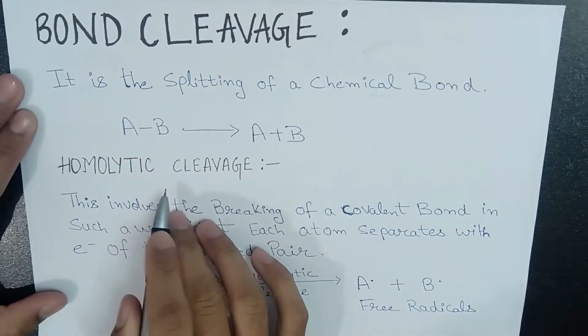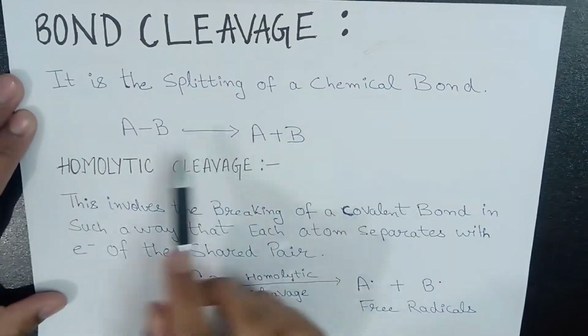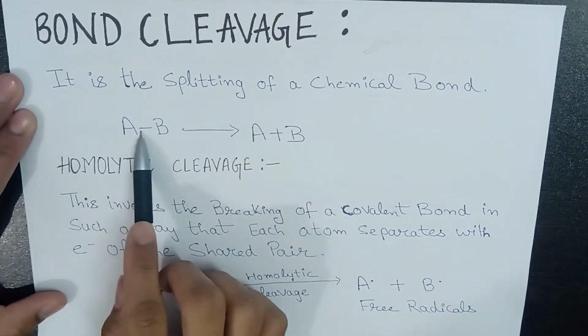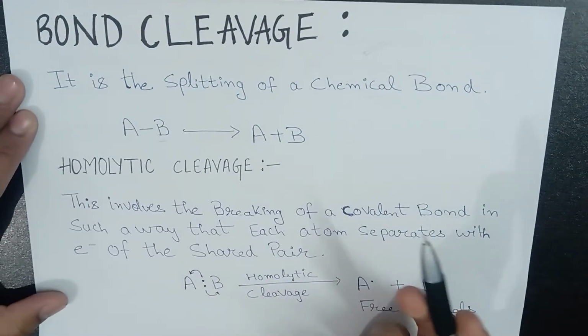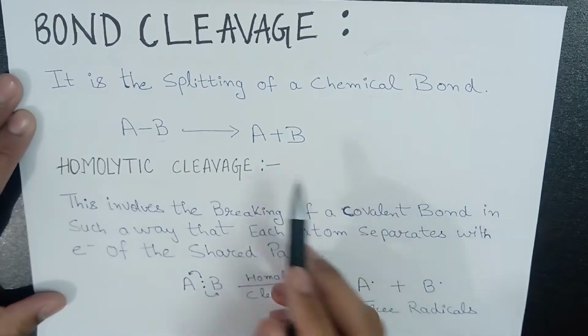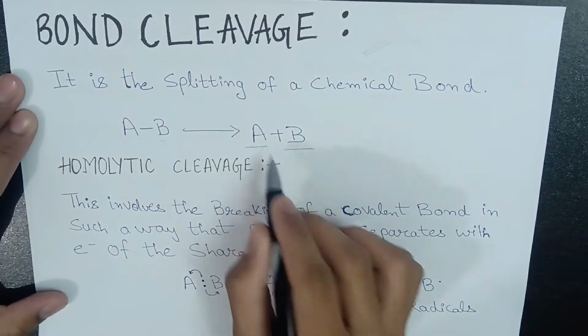So here we can consider an example for this statement. This can be written as A, which is connected by a single bond with B, and when some reaction takes place, it leads to the dissociation of these two atoms, and hence these two atoms get dissociated. So this is the bond cleavage.